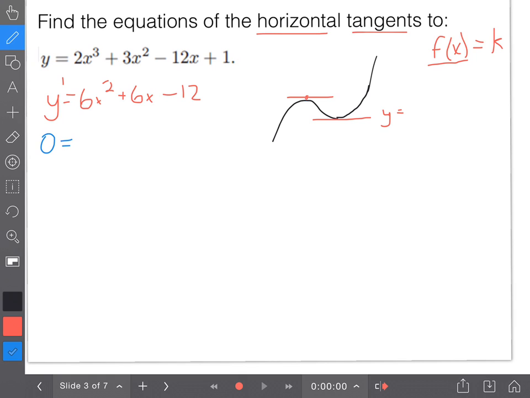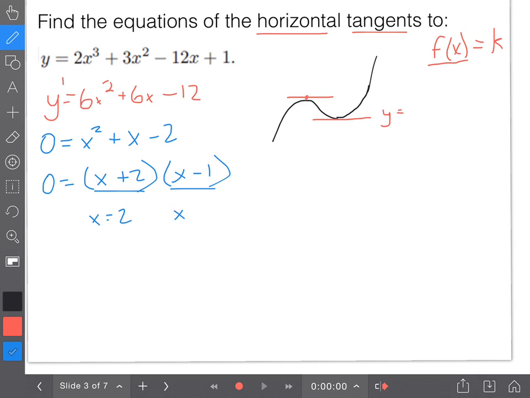And we solve. I'm going to divide everything by 6, which is going to give me x squared plus x minus 2. And then I'm going to factor it. So then I'm going to have x plus 2, x minus 1. Set each of those pieces equal to 0. And I end up with x equals negative 2 and x equals 1. So those are the x values where it will occur. Now, that doesn't answer the question. Remember, if I want a horizontal tangent, then it has to be y equals. So I have the x values: the x value here is going to be negative 2, and the x value here is going to be positive 1.